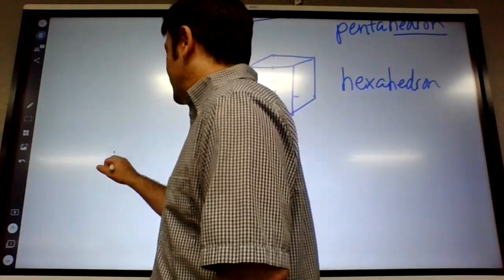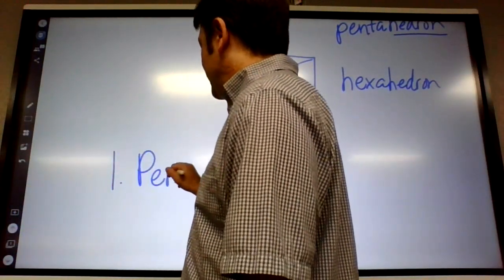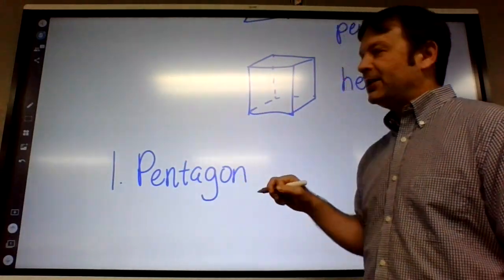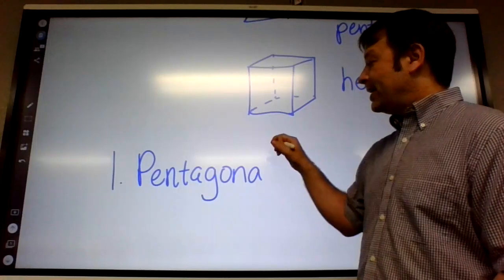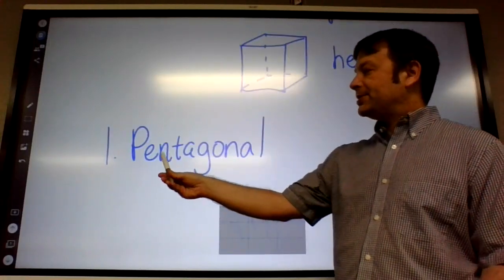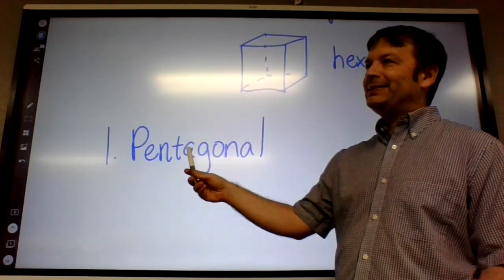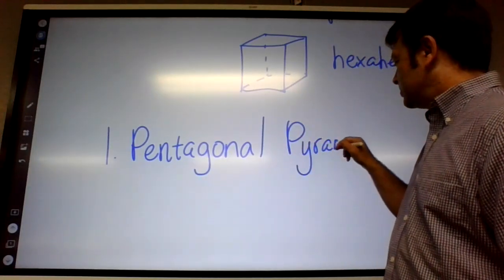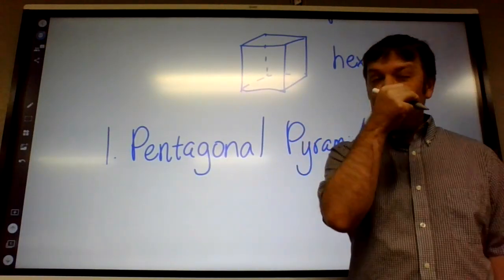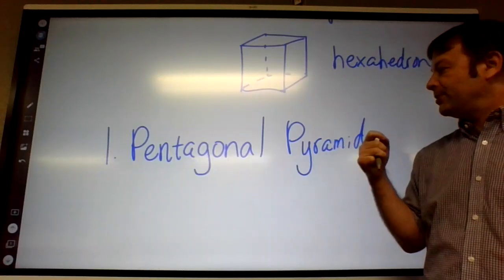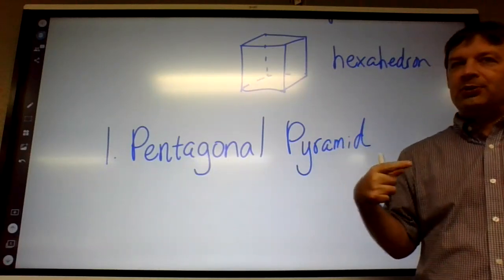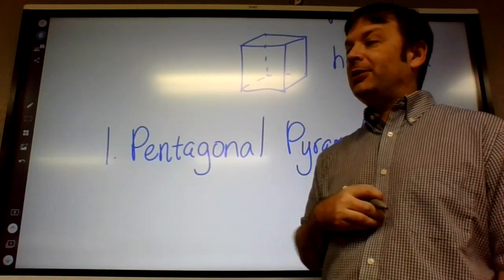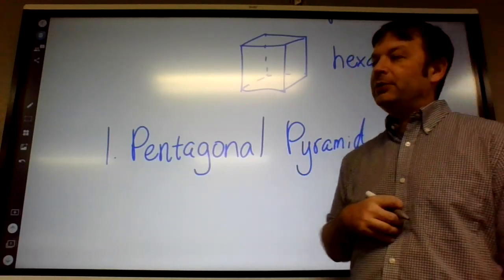So the name of this pyramid is a pentagonal pyramid. You take the word pentagon and make it into an adjective by adding the AL, but then you pronounce it differently. Instead of pentagon, it's pentagonal pyramid. So you name the pyramid or the prism according to its bases. The pyramid on number 1 has a pentagon base, so it's a pentagonal pyramid.